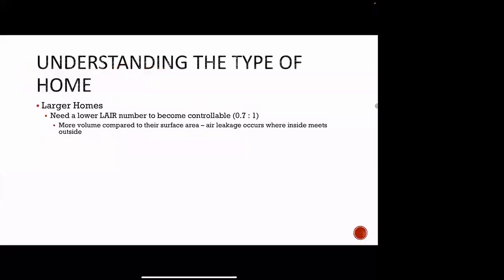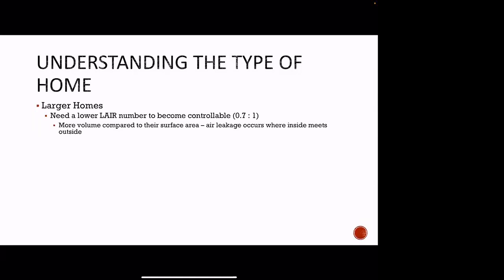First of all, larger homes, they need a lower LAIR number, or leakage to air infiltration ratio number, to become more controllable. Now, why is that? They have more volume compared to their surface area. And where do the air leaks occur?